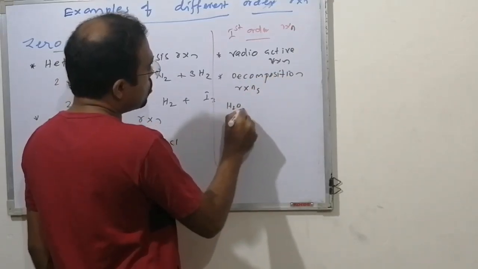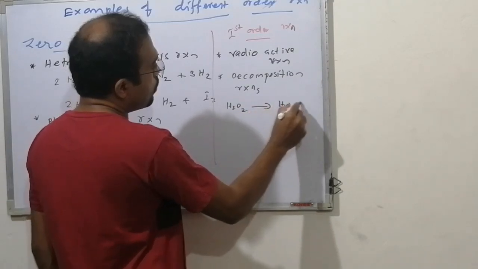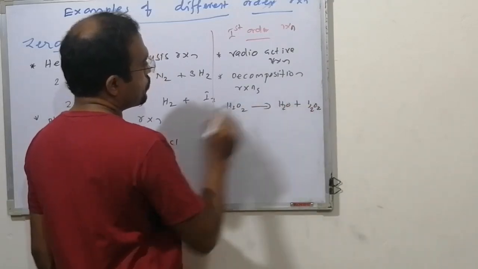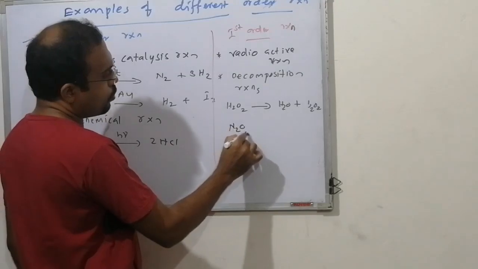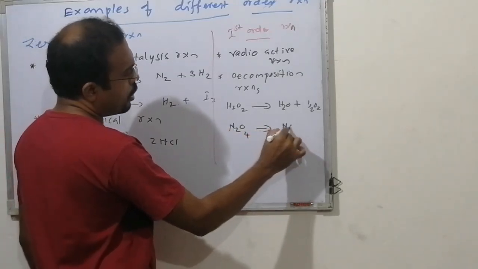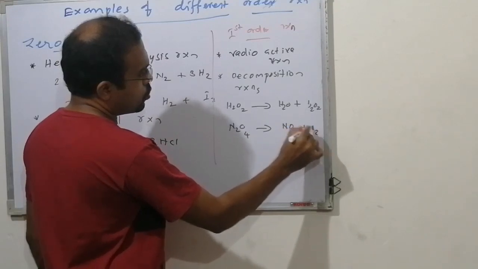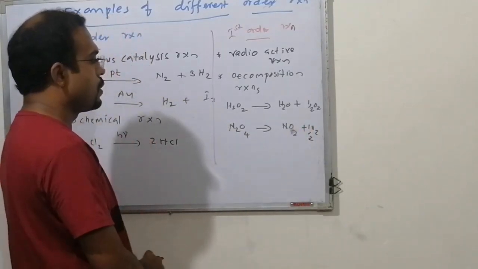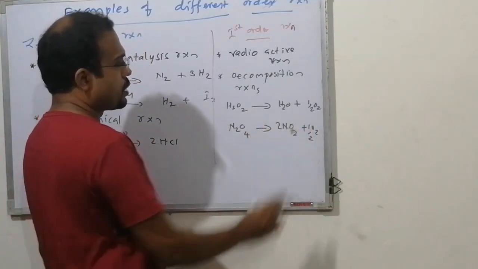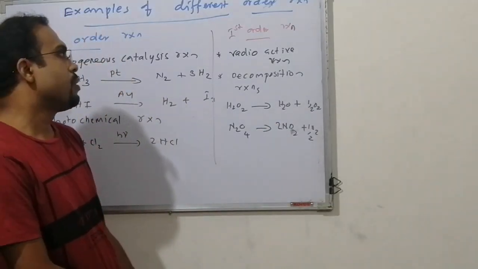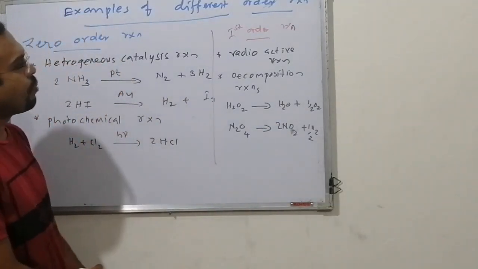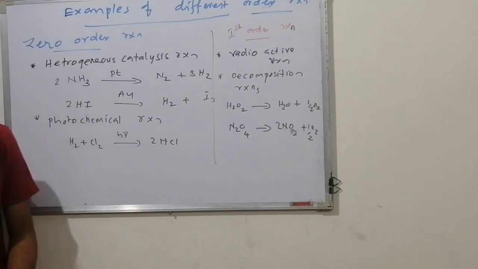Example: H2O2 decomposes to H2O plus O2. N2O4 decomposes to 2NO2 plus O2, like that. These are some common examples for first order reactions.